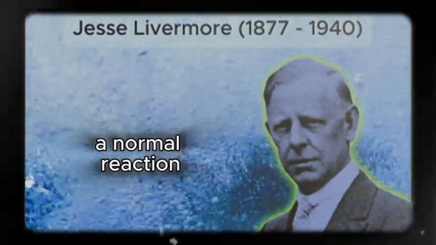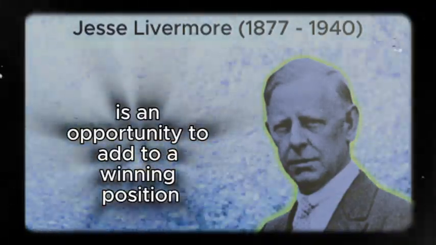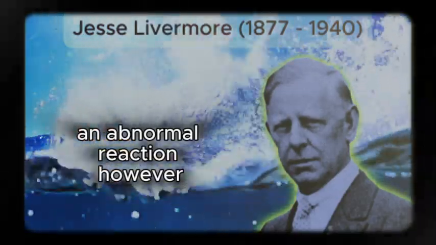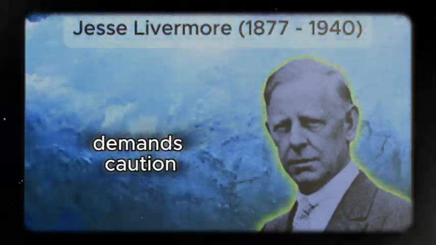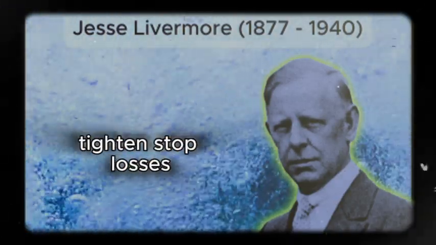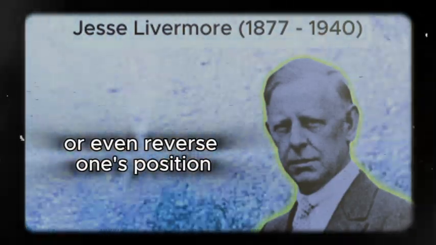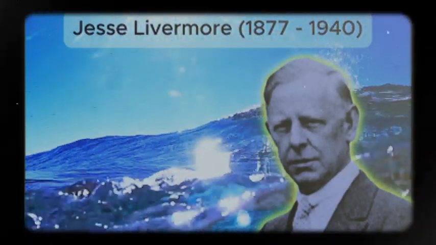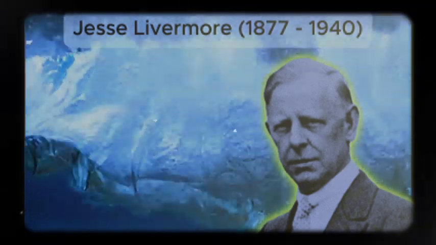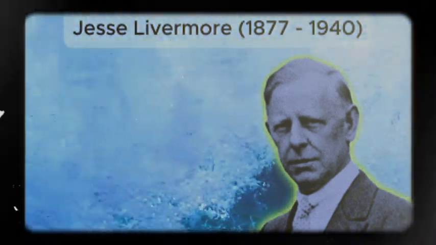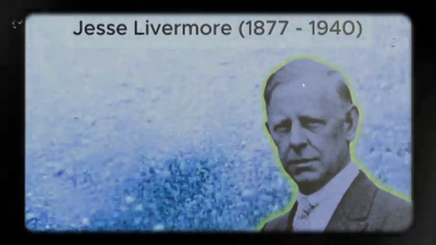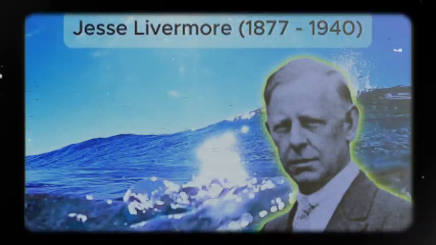A normal reaction is an opportunity to add to a winning position or initiate a new one with confidence. An abnormal reaction, however, demands caution, potentially signaling the need to reduce exposure, tighten stop losses, or even reverse one's position. Learning to differentiate these reactions through careful observation of price and volume patterns is a hallmark of experienced traders, allowing them to exit dangerous situations and capitalize on confirmed trend changes.